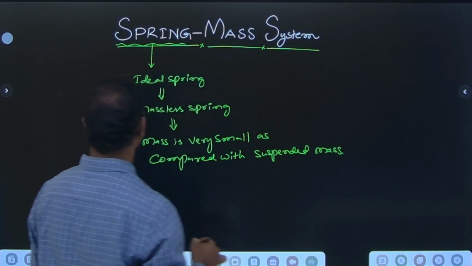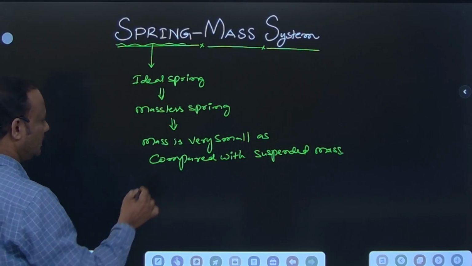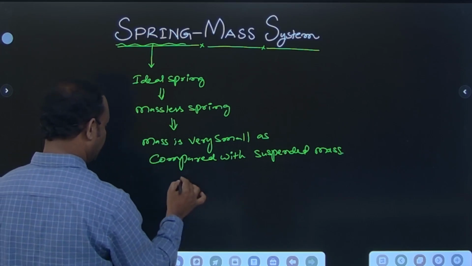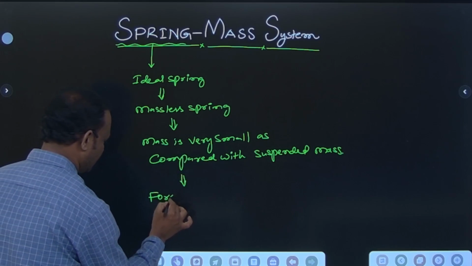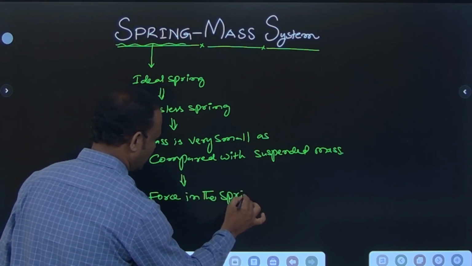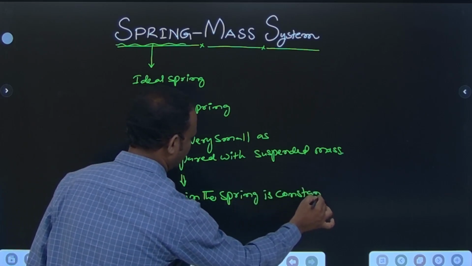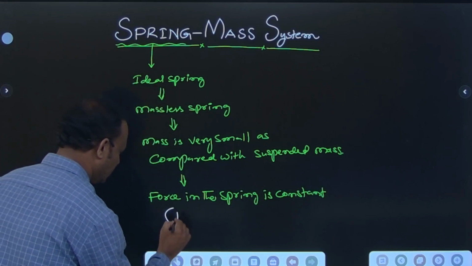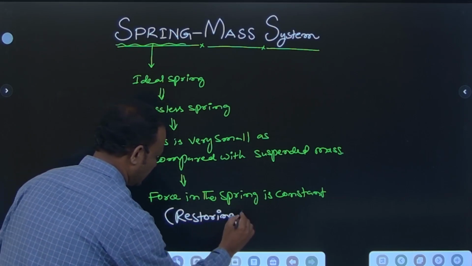Okay, so when you are talking about this ideal spring, massless means whose mass is very small, which means the force in the spring is constant. Everywhere it is constant. Which force is this? This force is called the restoring force.